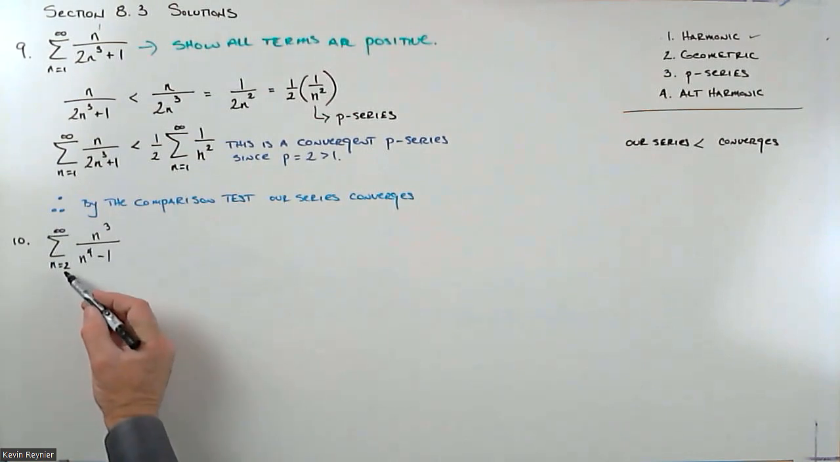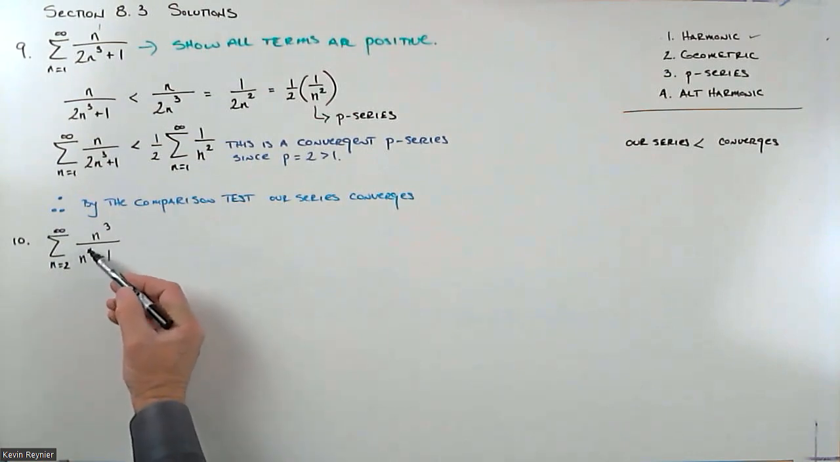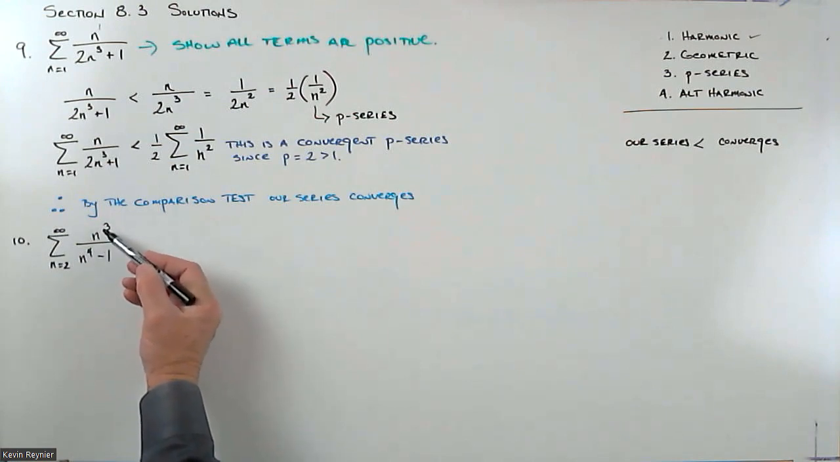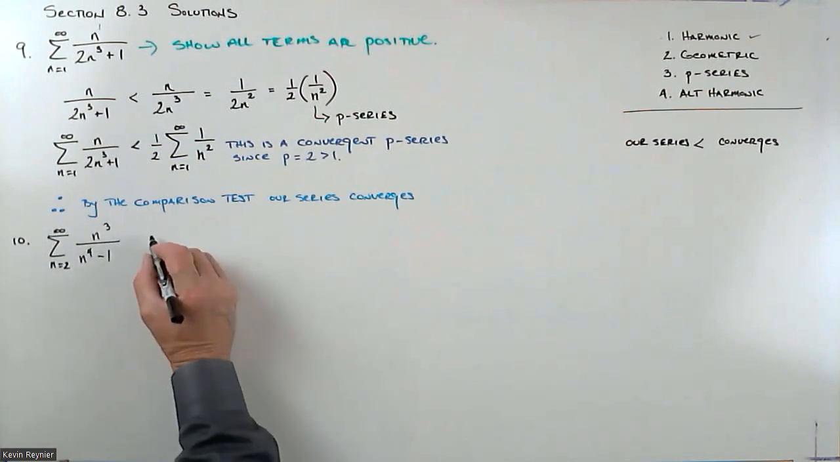So n starts at 2. We put a 2 in here, we get 2 to the 4th is 16. That's positive. 2 to the 3rd is 8. That's positive. So all terms are positive.